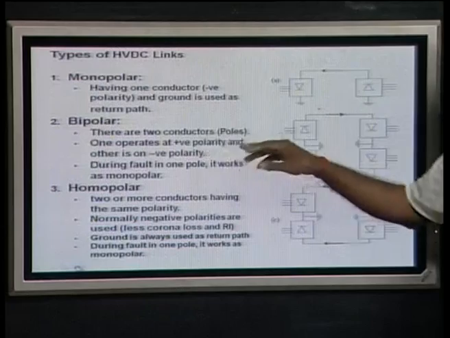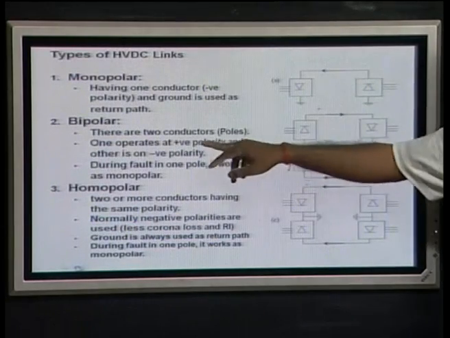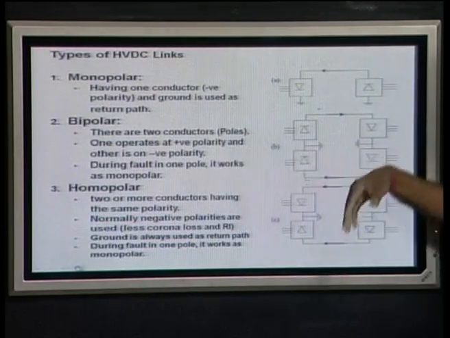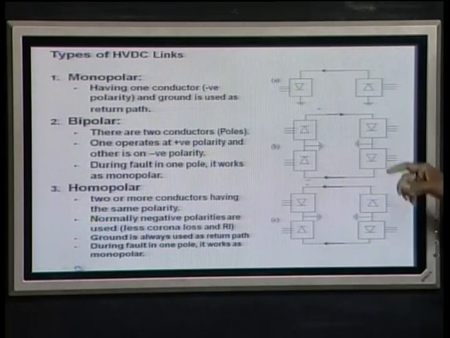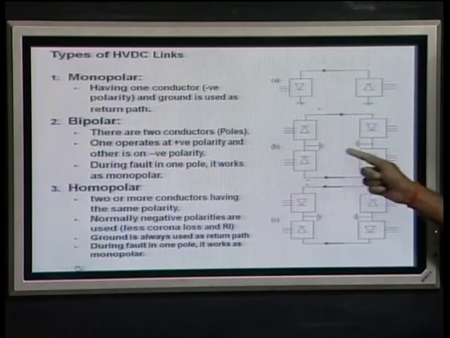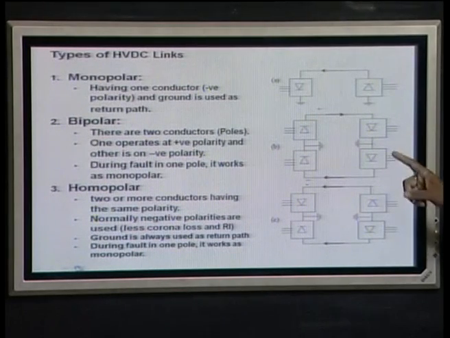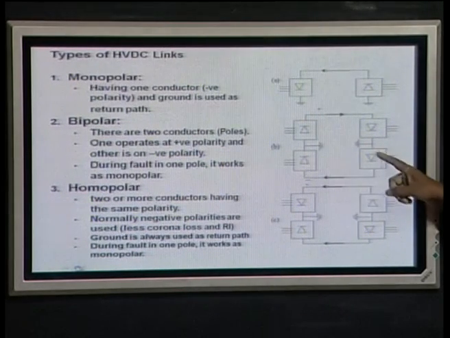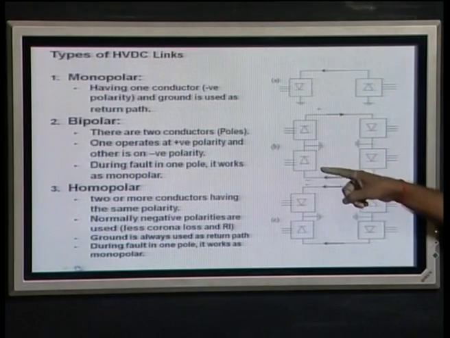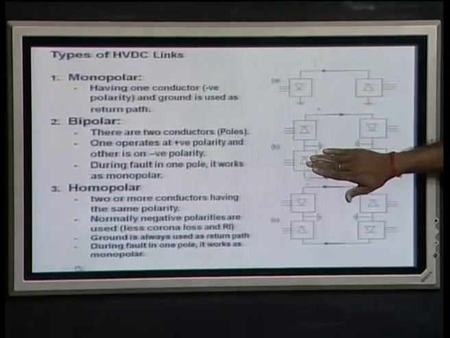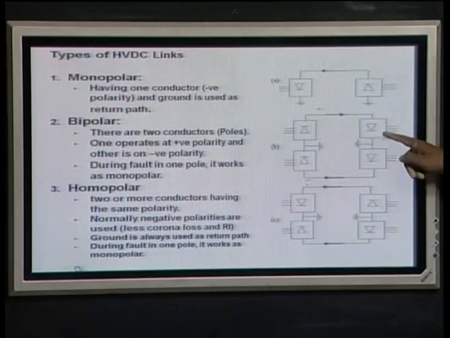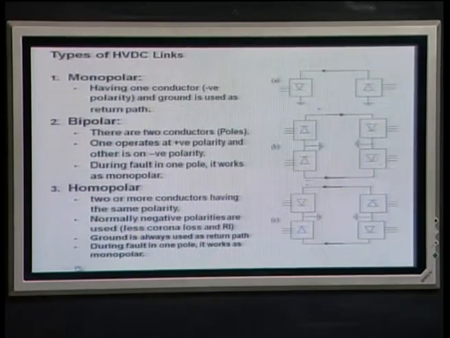So there are two conductors, meaning two poles, one operating at positive polarity and the other at negative polarity. The advantage of this system is that if there is any problem on either pole, either in any of the converters or in the line, we can just open those converters and use half of the link, and the power can still flow. So half of the power we can maintain.